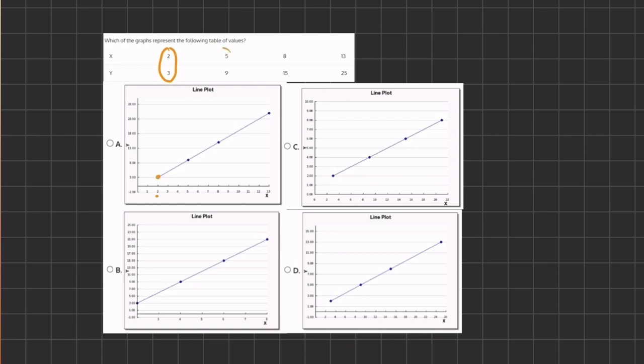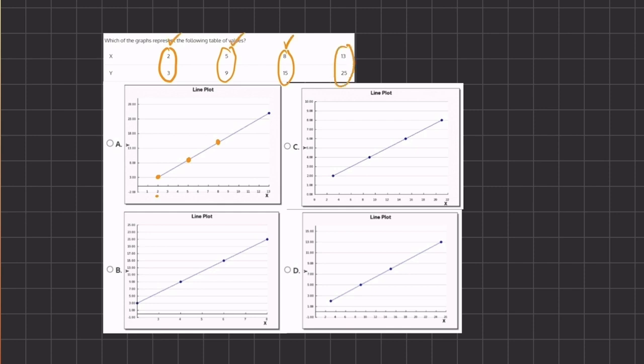So now let's check our second point, (5, 9). We go to 5, up 9, and we have again a point over here. And our third point, (8, 15), if we find it on our graph, which is right over here, that means that it is correct. So we have our first, second, and third point.